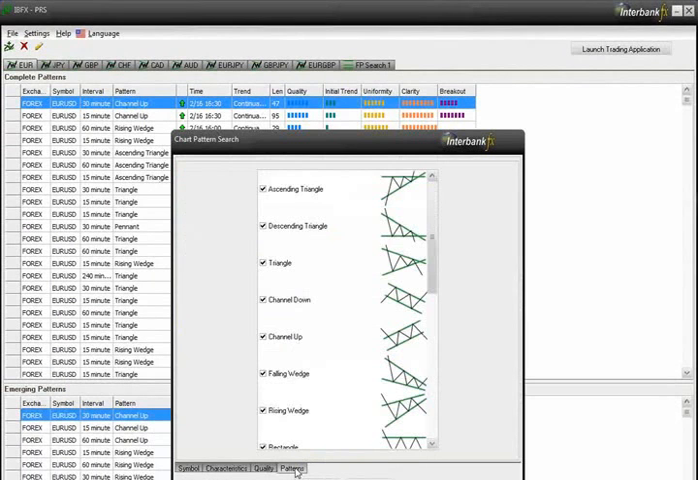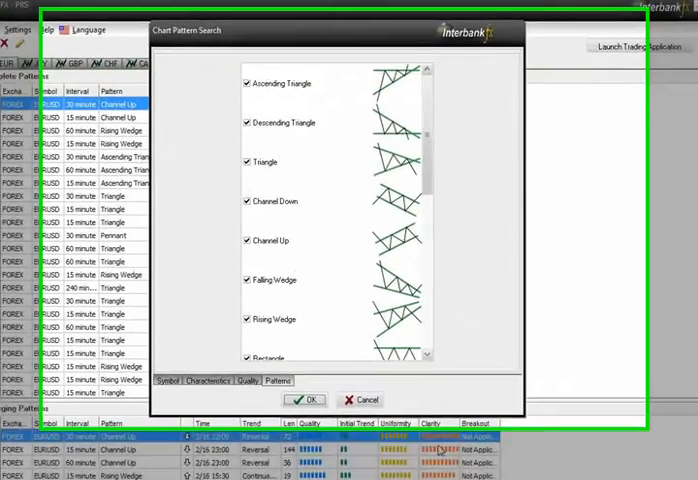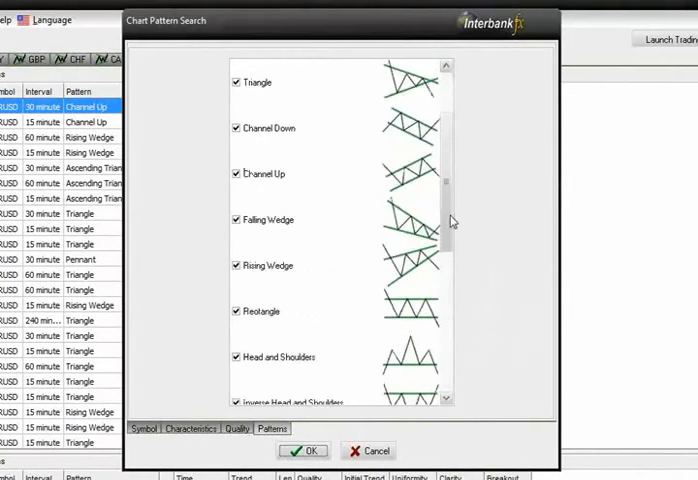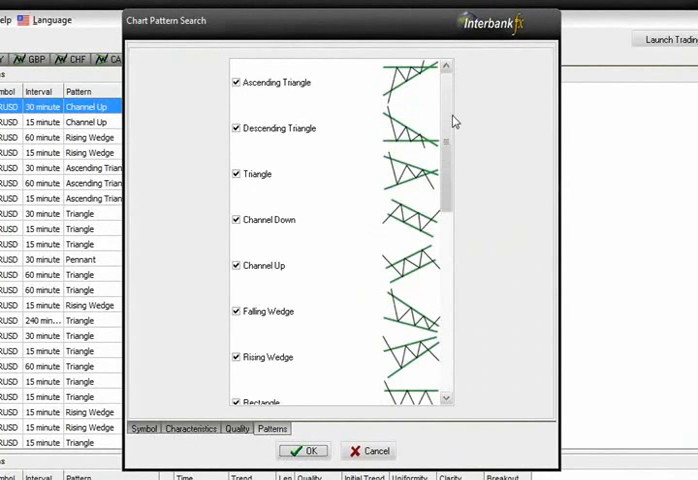Now, PRS is available to IBFX clients, so you can talk to customer service about getting this download and running it on your computer. It's fantastic. It scans across multiple pairs and time frames and identifies chart patterns. By the way, chart patterns are simply what? The culmination of trend lines, support, and resistance.